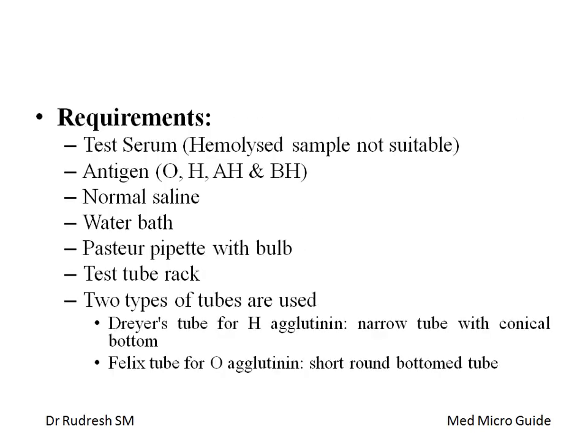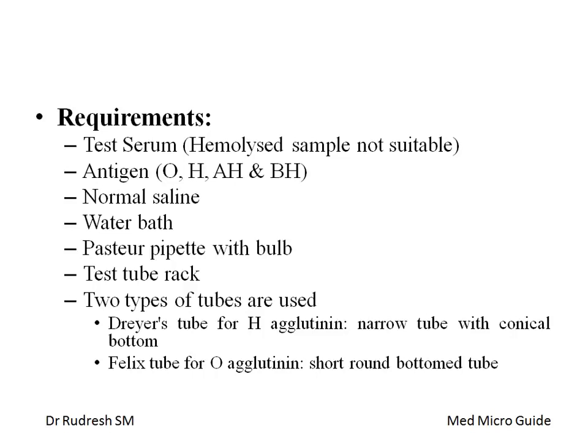Let's see the procedure. We require the test serum, which should be fresh. If there is a delay in the test, we can preserve it at 2 to 8 degrees Celsius for up to 72 hours. Hemolyzed samples are generally not suitable for the test. The antigens, commercially available or in-house prepared, are the O, H, AH and BH antigens. We need normal saline for the dilution of the serum, a water bath for incubation, a Pasteur pipette with a bulb for doing the dilution, and a test tube rack.